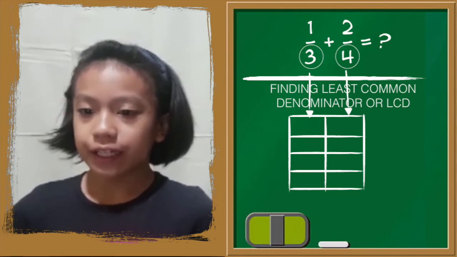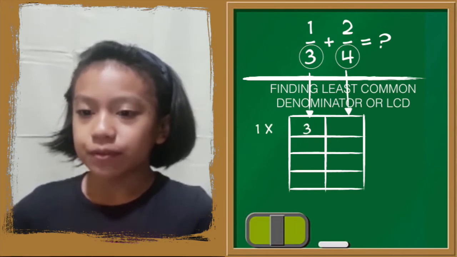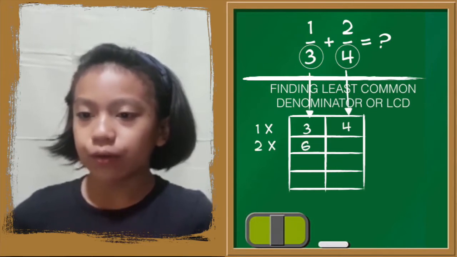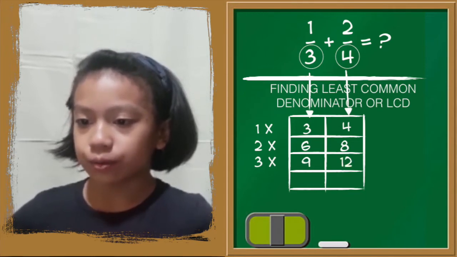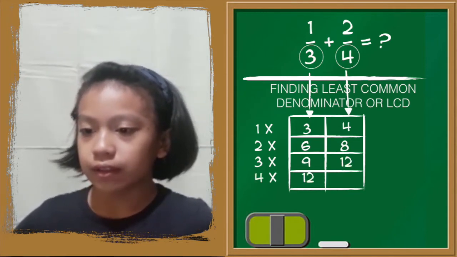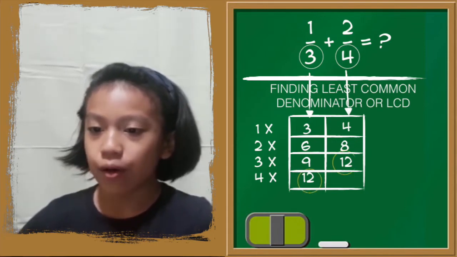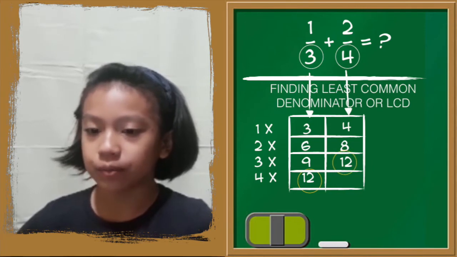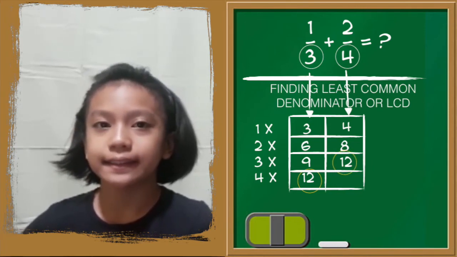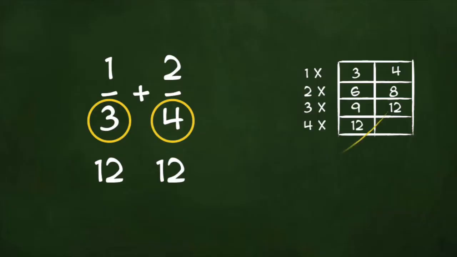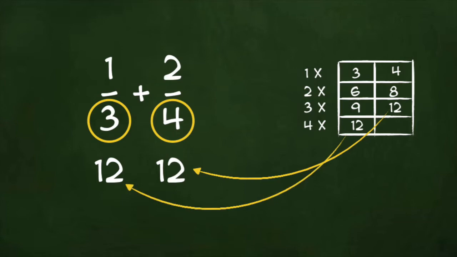So 1 times 3 equals 3, 1 times 4 equals 4, 2 times 3 equals 6, 2 times 4 equals 8, 3 times 3 equals 9, 3 times 4 equals 12, 4 times 3 equals 12. Oops! I think we have the same answer, which is what we call the least common multiple. Okay, now that we found the least common multiple, it will become our new common denominator. But how?